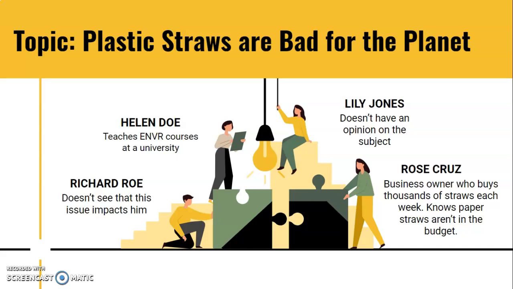And finally, we have Lily Jones, who doesn't have an opinion on the subject. There's going to be people in your audience that don't really care either way, so you want to be able to give them a reason to care, sort of like you would with Richard. This person would be a little bit easier to win over just because they don't already have an opinion on it whatsoever.